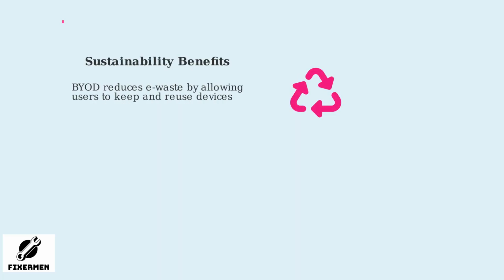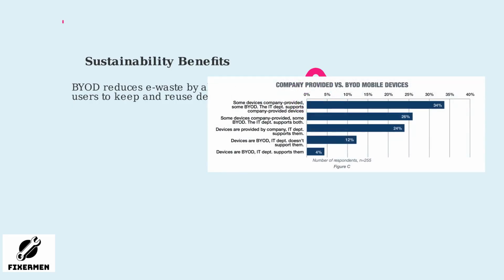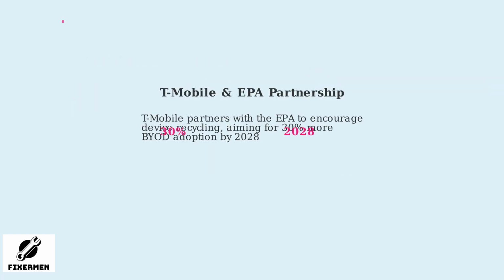BYOD offers significant cost savings for users. Many save up to $200 per year compared to using carrier-locked devices, which often come with higher monthly fees and restrictions. Beyond financial benefits, BYOD promotes sustainability by reducing electronic waste. Instead of discarding old devices, users can bring their own compatible phones to T-Mobile. T-Mobile has partnered with the EPA to encourage device recycling and promote BYOD adoption. This collaboration aims to increase BYOD usage by 30% by 2028, contributing to a more sustainable future.